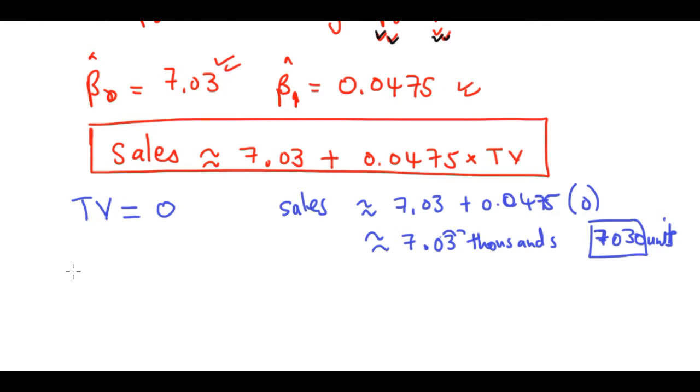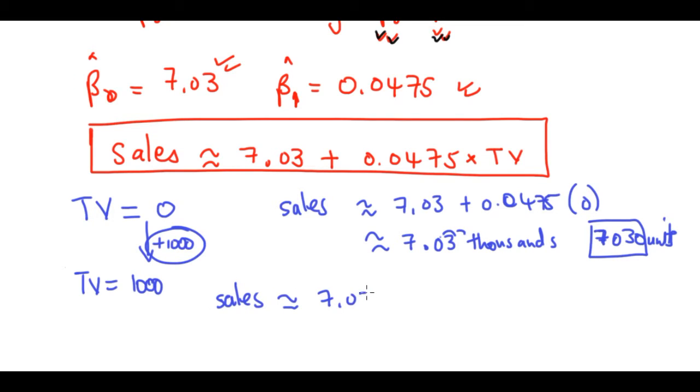What about now when we have a TV budget? Let's say we've increased our TV budget by 1,000 rand. If we're at zero, we would have sold this much. What about when we increase our TV budget by 1,000 rand? Our TV budget is now 1,000. We've added 1,000 rand. What does this equation mean? It means now our sales are going to be approximately 7.03 plus 0.0475 times 1,000.